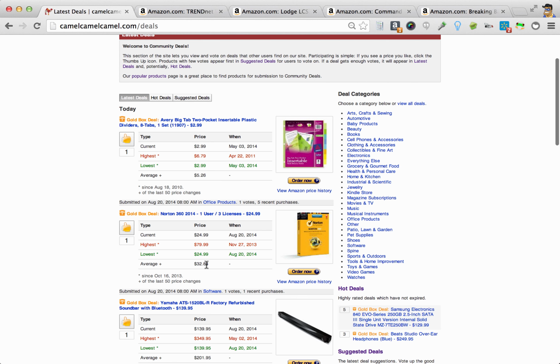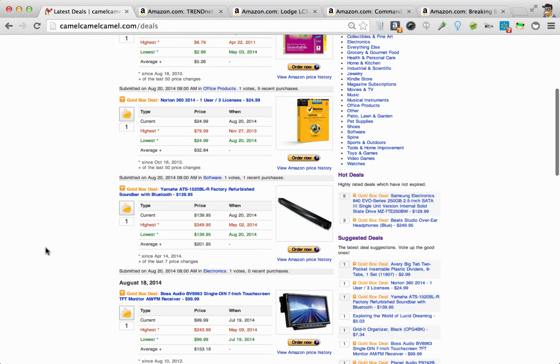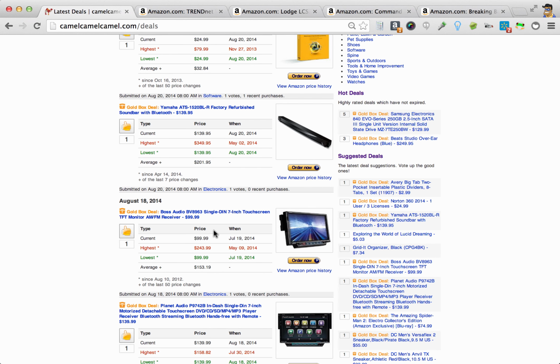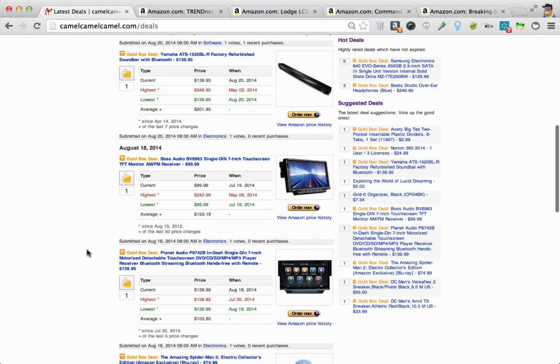$25, average price of $32, not enough room. $139 to $201, that's not bad. Refurb speakers, looks like it's going to be something pretty big, so check the fees to see if it works out. This is a good gold box deal, $99, average price $153, so I like that drop. Again, there are a few rules about buying quantities and buying gold box and lightning deals for resale.